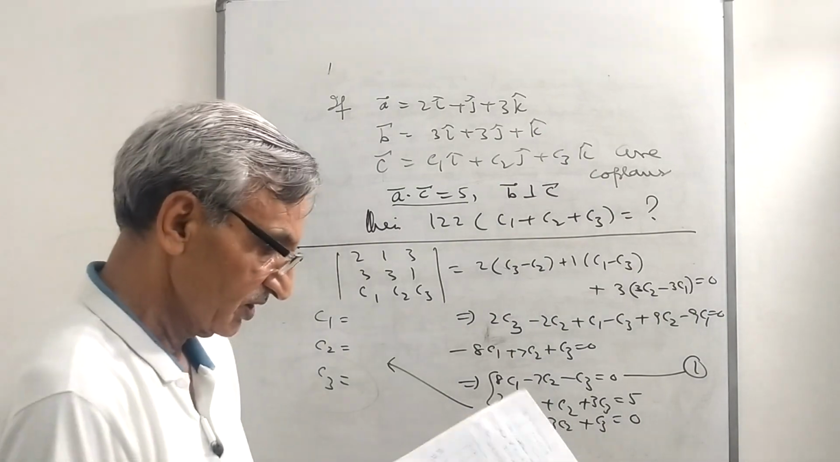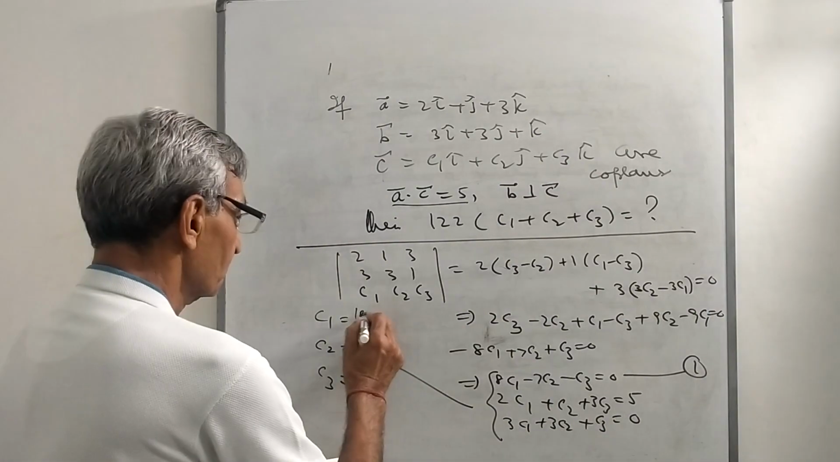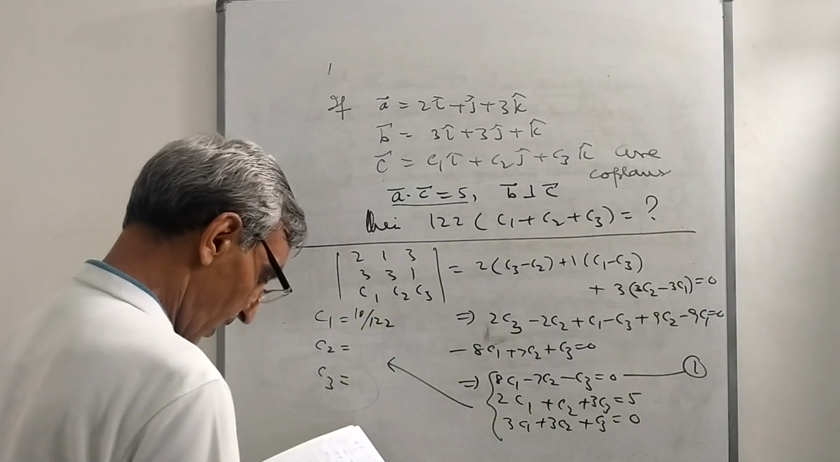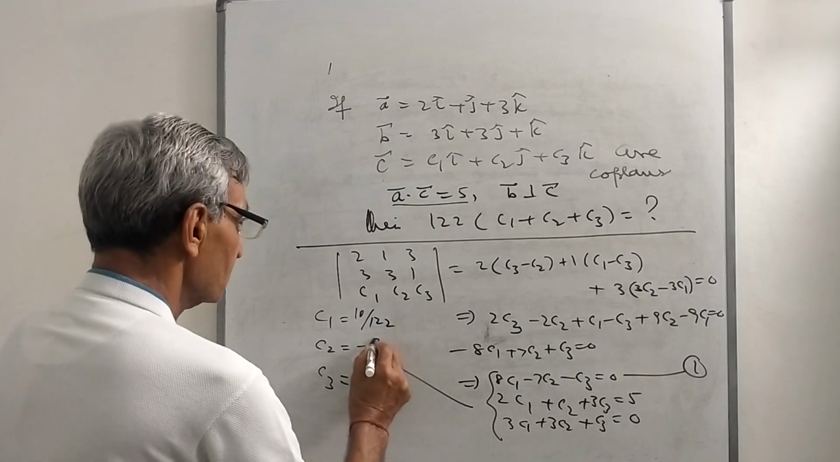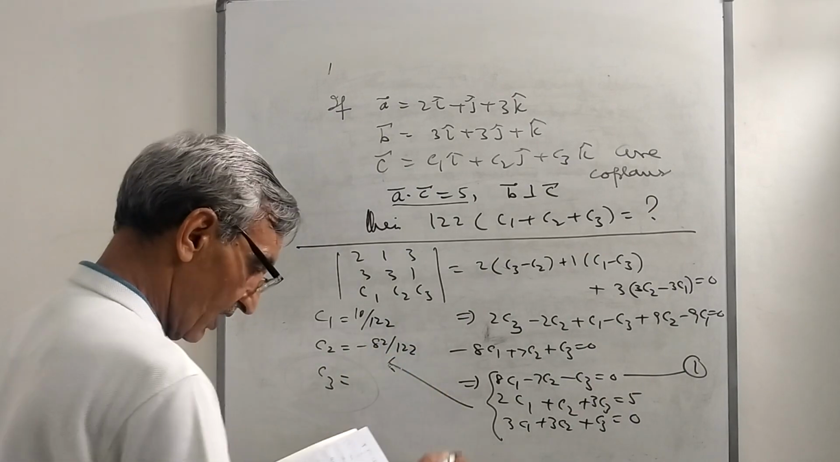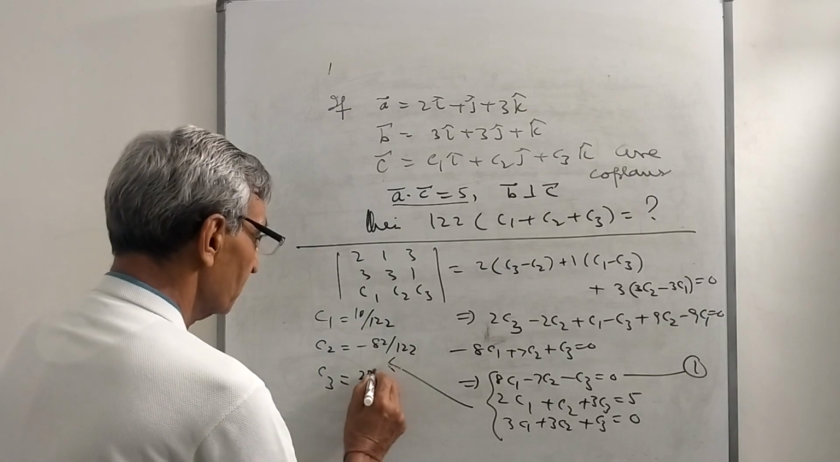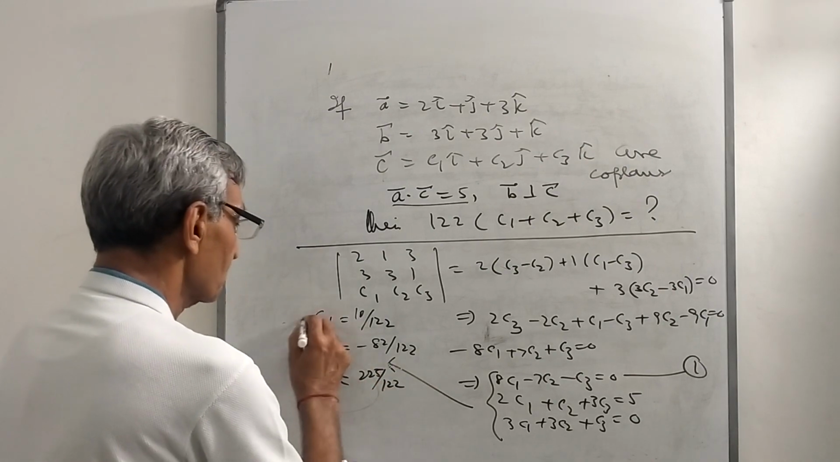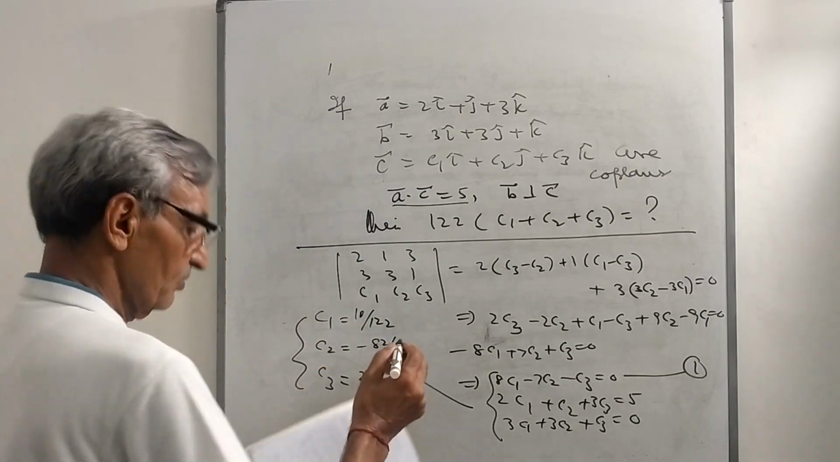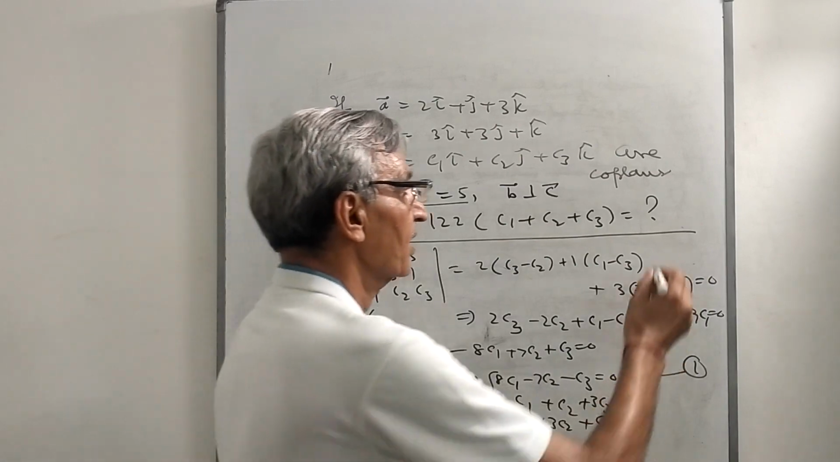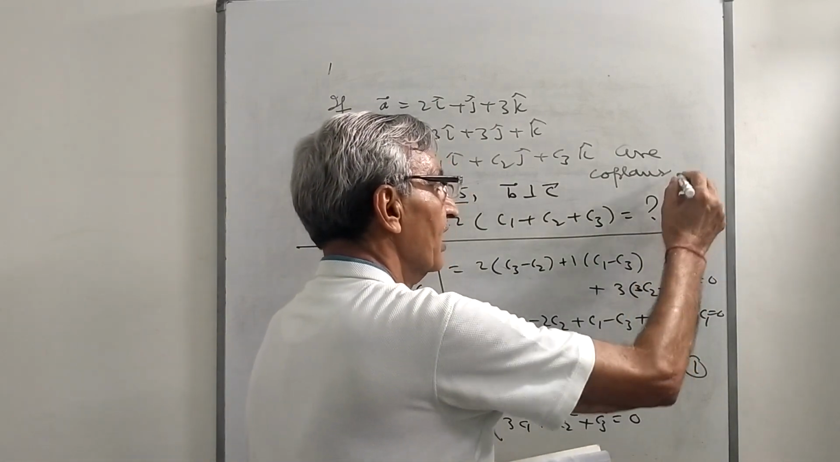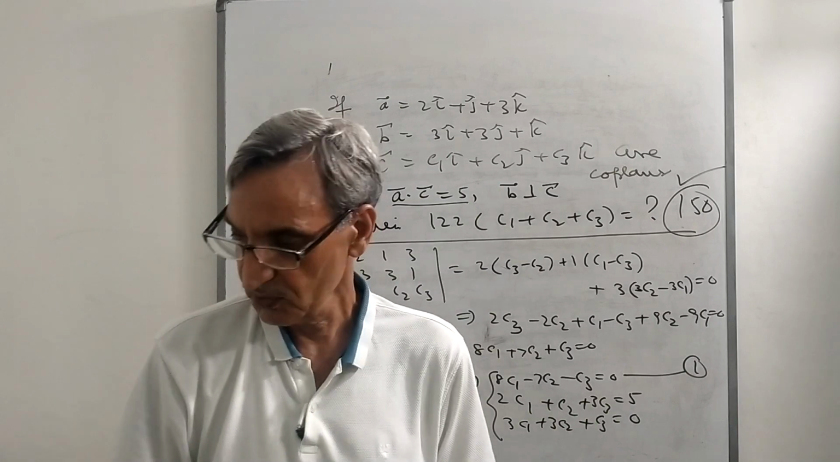I find C1 will be equal to 10 upon 122, C2 will be equal to minus 85 by 122, and C3 will be equal to 225 by 122. You can put in the values and you will get the answer equal to 150. So you can do these questions.